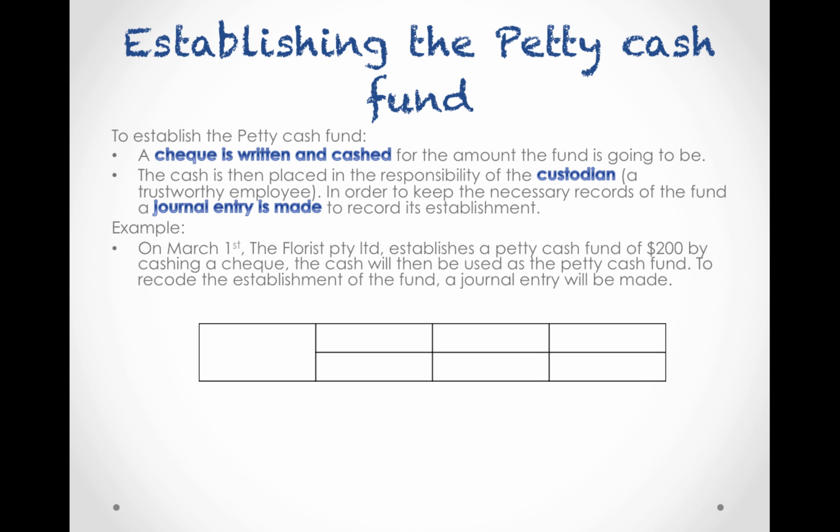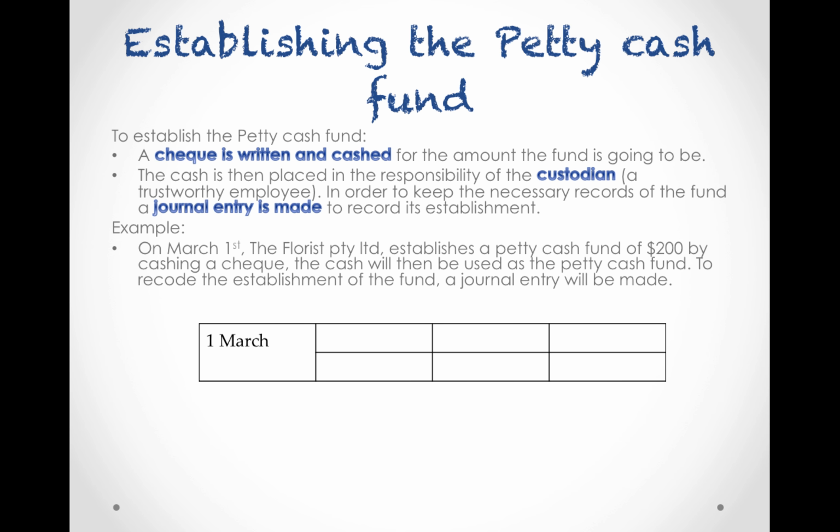So establishing a petty cash fund requires you to write a check and cash it for the amount that the fund is going to be. This cash is then placed in the responsibility of a custodian, and a journal entry is needed to record the establishment. So for example, on March 1st, the florist establishes a petty cash fund of $200 by cashing a check. This is then recorded through a journal entry.